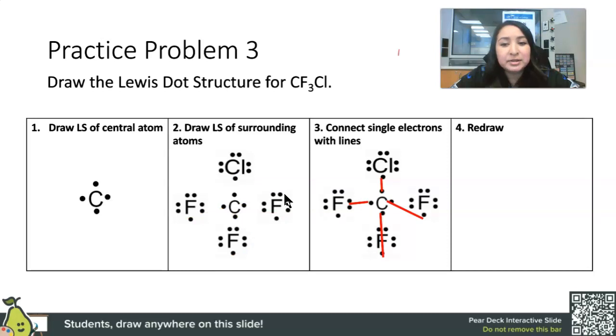Now, go ahead and pause and redraw it and make it look nice. Hopefully you guys are back. And please pause the video. When I say pause, pause it. You're going to redraw it. Make it look nice. I'm going to see how you guys drew it.